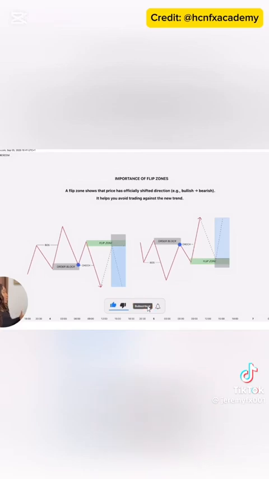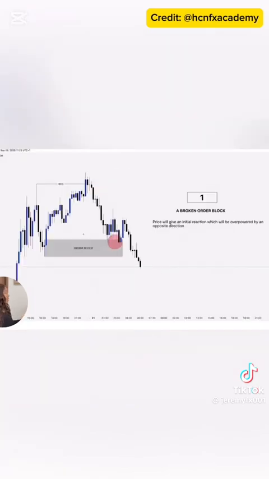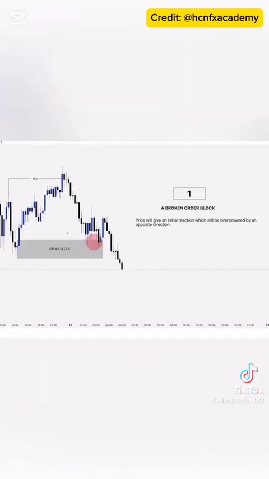So let me show you guys some of the confluences you need to see that will make a flip zone valid. I've already stated one. There must be what? A reaction. Let's get to see them. Okay, traders, to get a valid flip zone, number one, we must have what? A broken order block. Price will give an initial reaction, which will be overpowered by the opposite direction.